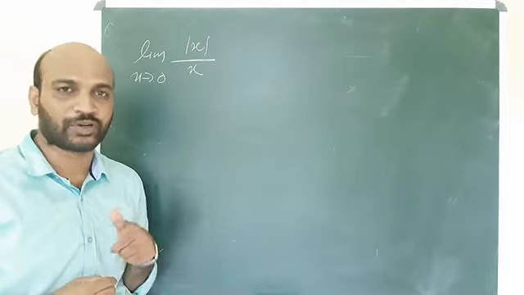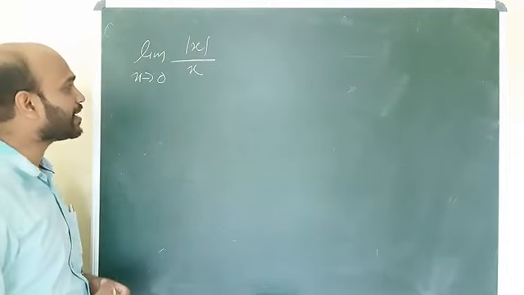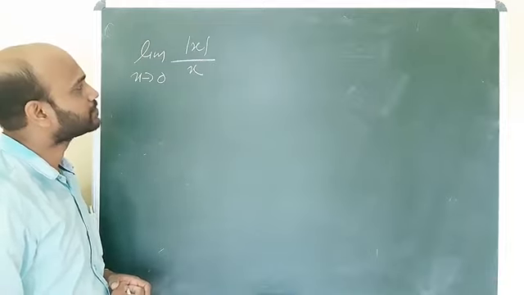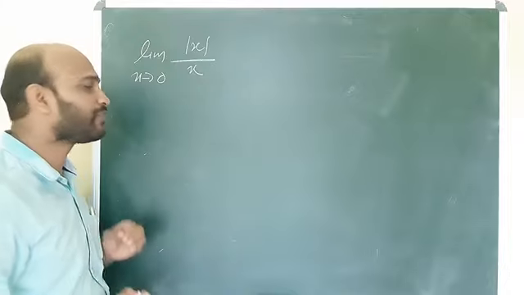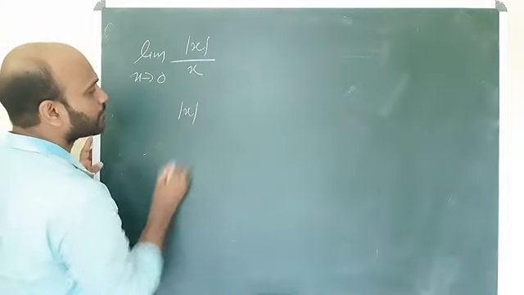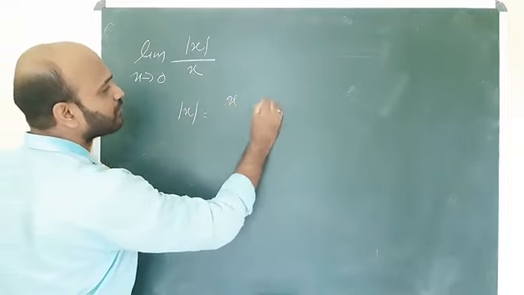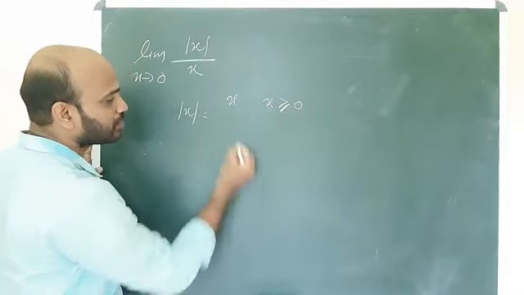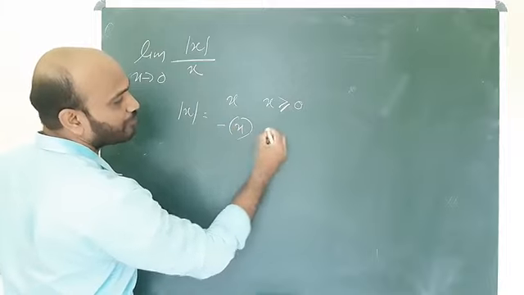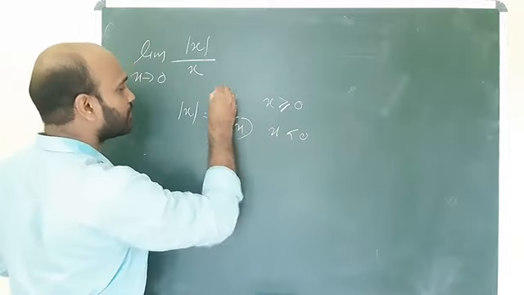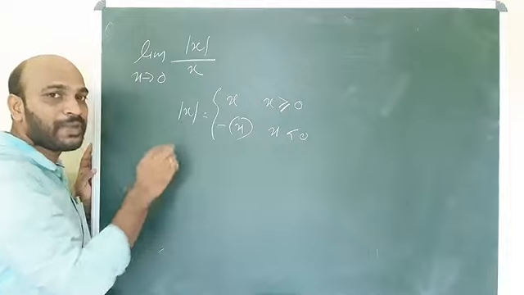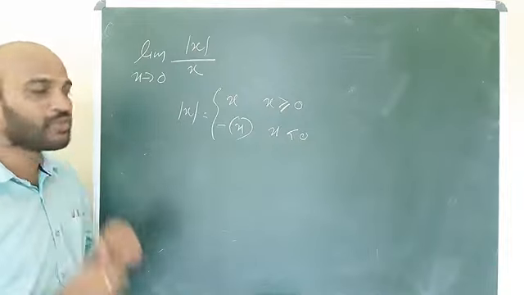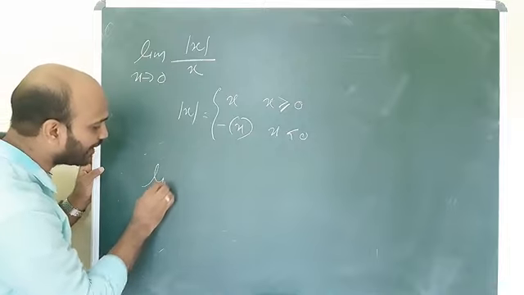Okay. Another important question. Evaluate limit x tends to 0 of mod x by x. So actually here you have to use the definition of mod x. What is mod x? Mod x equal to x when x is greater than or equal to 0. Mod x equal to minus of x when x is less than 0. X tends to 0 means x can be more than 0 or less than 0. Actually, this function is having two values. So we have to go for LHL.